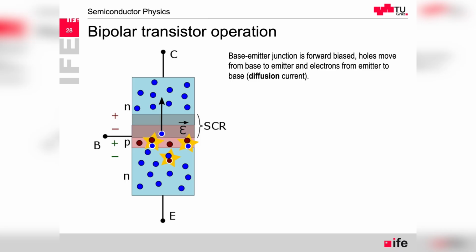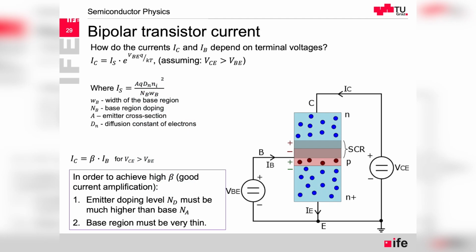If we are unlucky and the base region is very wide, then charge carriers, be it holes here or electrons in the other case, are going to recombine. Therefore, we would like to choose such doping parameters and geometry of the device that this recombination is unlikely, so that the base current is possibly low and the collector current is possibly high. Like that, we ensure that we have a high beta, a high current gain of the transistor.